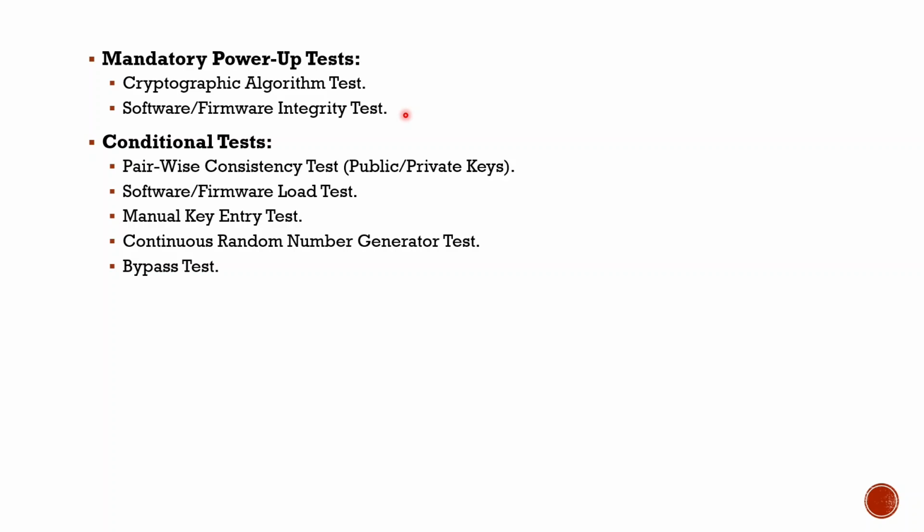Going through the conditional tests, the first one is the pairwise consistency test for public or private keys. This ensures that a proper pairing of the public and private keys is used for encryption and decryption, or signing and verification.